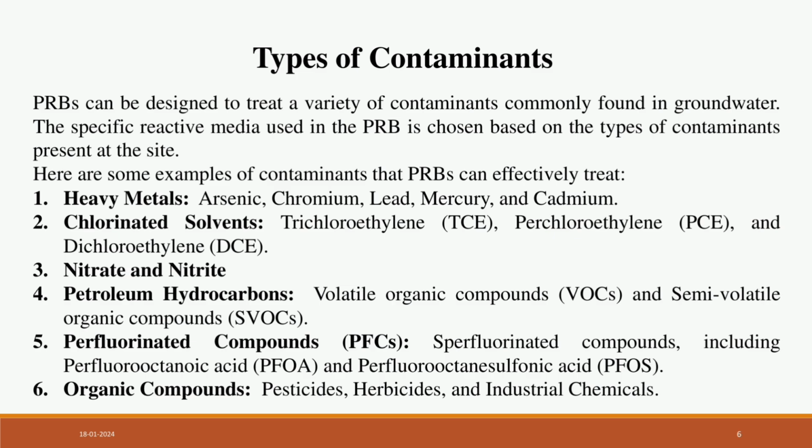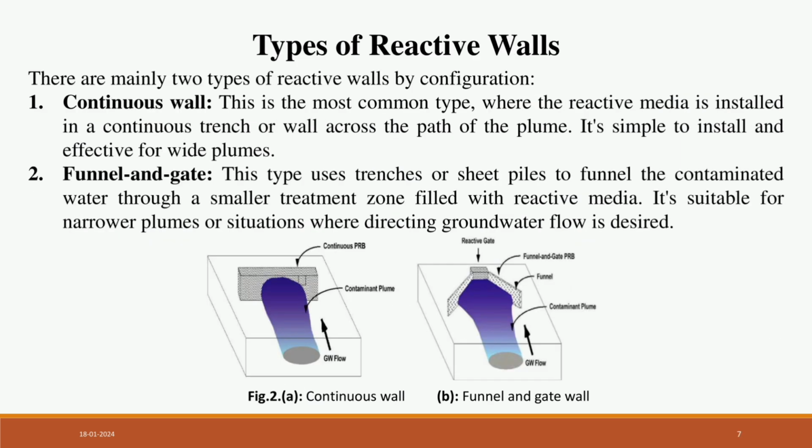And fifth one is perfluorinated compounds, including perfluorooctanoic acid and perfluorooctane sulfonic acid. And number 6 is organic compounds, which are pesticides, herbicides and industrial chemicals, all can be treated by the permeable reactive barrier. Moving to the next slide, types of reactive walls.